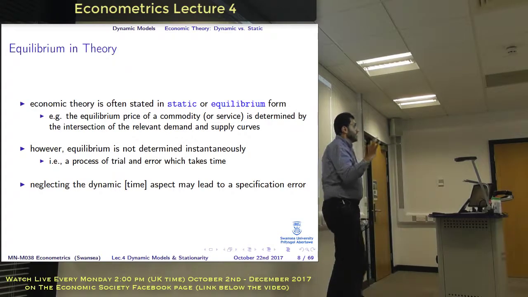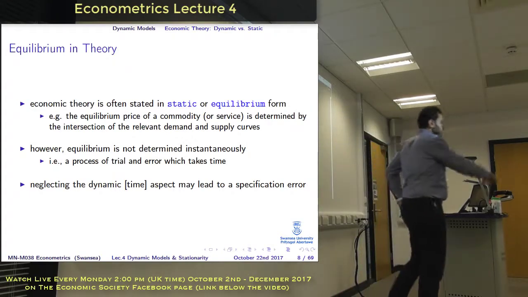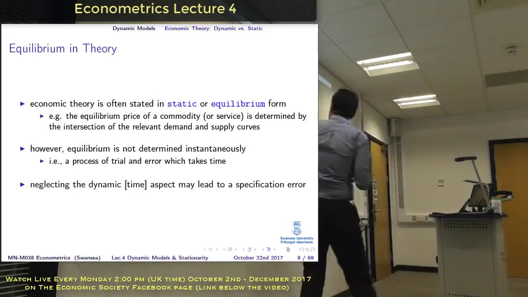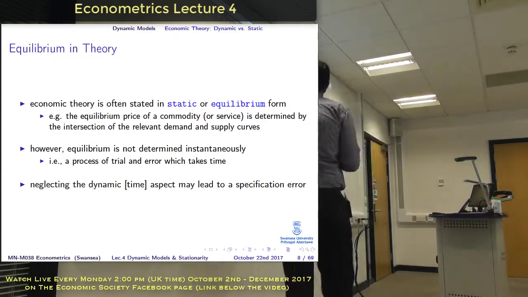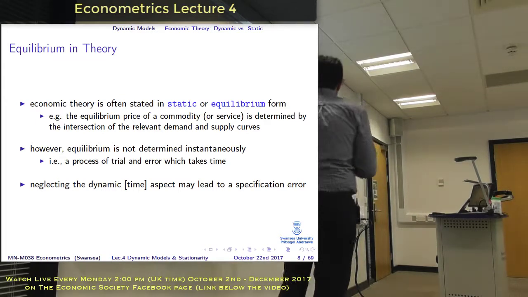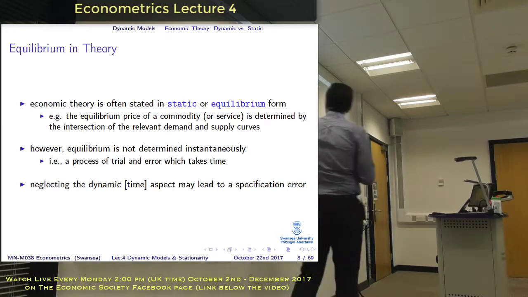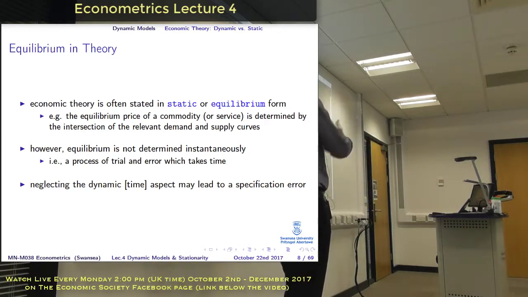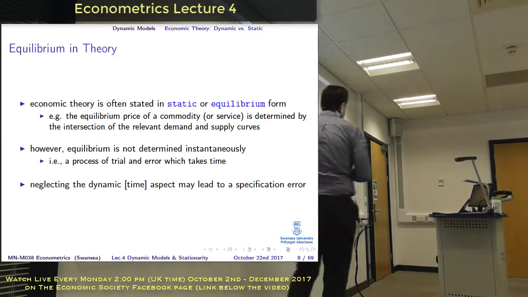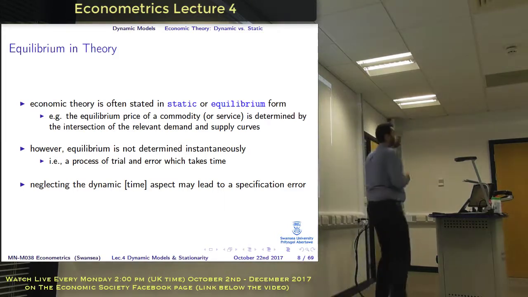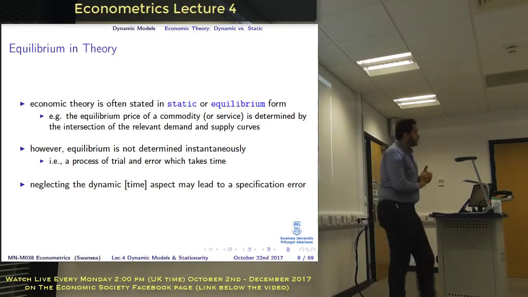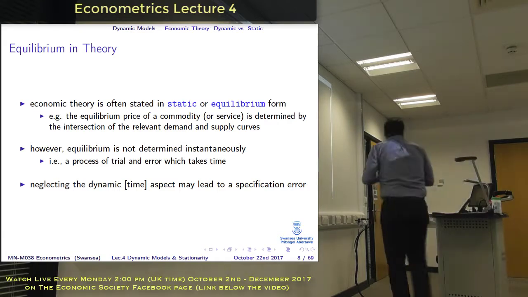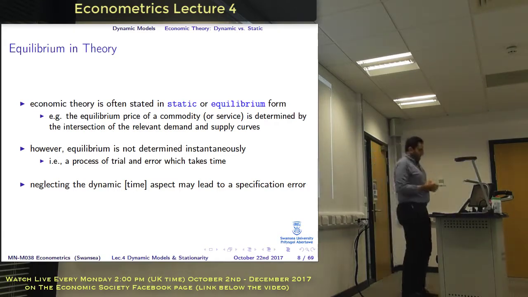It is not a static process. There's a process that takes place until we come to that point. That's why we say the theory is usually expressed in a static or equilibrium form, but this is not the case. There's some kind of trial and error process first, which takes time until we come to this point, the equilibrium. So neglecting the dynamic or the time aspect of any model could be another form of specification error that is related to what we discussed last week. So it's important to think of the time element or the dynamic aspect of any model.